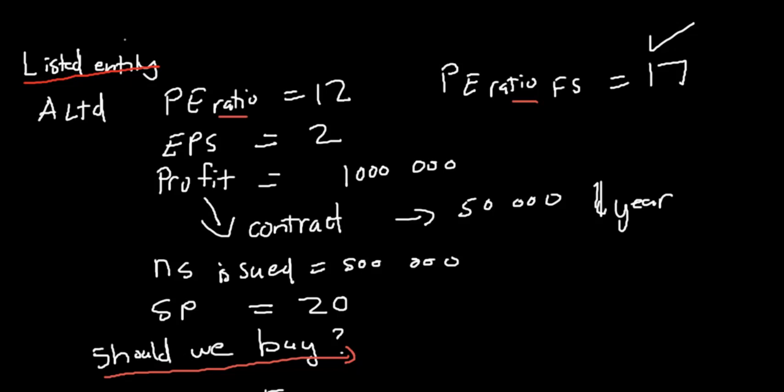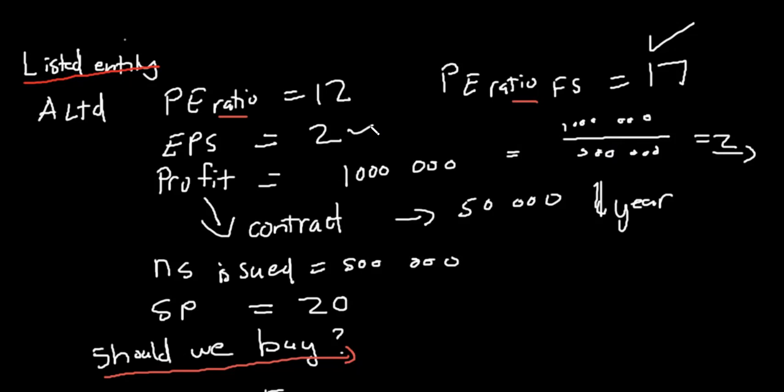So in this case, we'll then have to use the 17, which is basically that of the industry average. We're also told that the earnings per share is 2. And you can already see how they got this earnings per share. If you take the profit of 1 million and you divide it by 500,000, which is the number of shares in issue, you should get 2. So that's how they got this earnings per share.